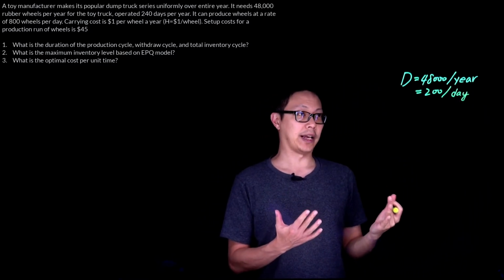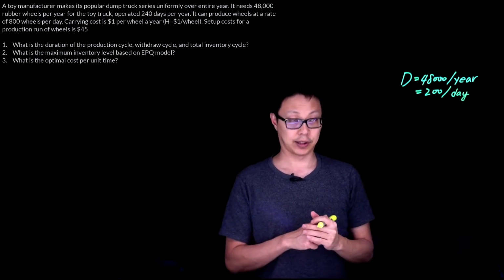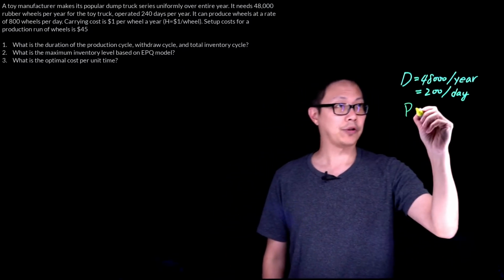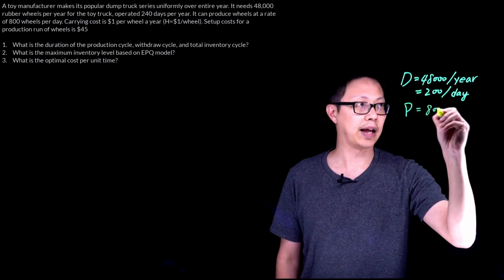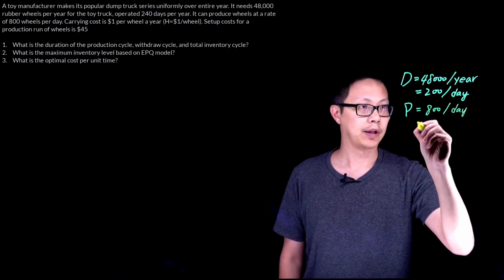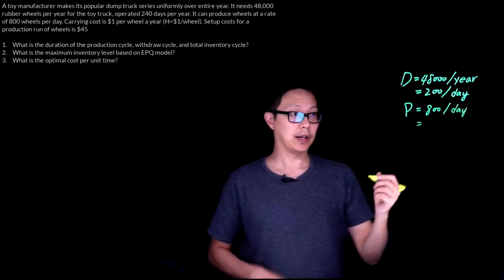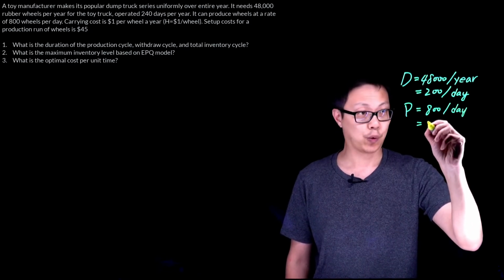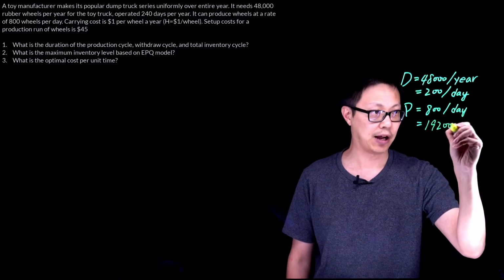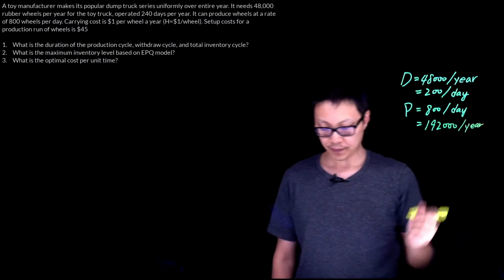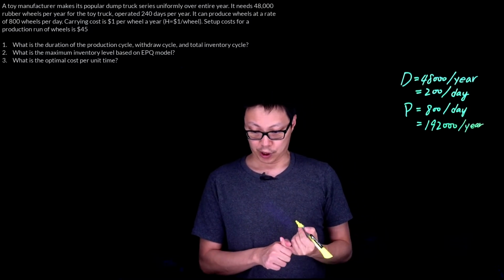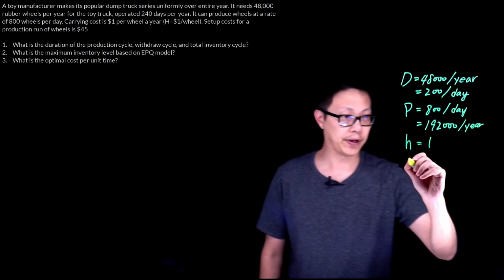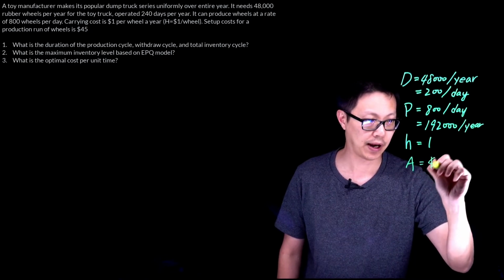And the reason that we want to write down the daily demand is that later it will be easier for us for the calculations. We also know the production rate P. The production rate P is given as 800 per day. So we can convert this to the yearly production. That will be 800 multiplied by 240. So it will be 192,000 per year. Okay. The holding cost will be $1 per year. And the fixed ordering cost will be $45.